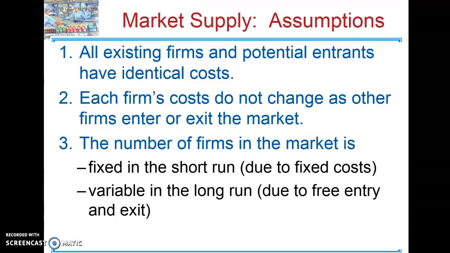Market supply, some assumptions. All existing firms and potential entrants have identical costs. Each firm's costs do not change as other firms either enter or exit the market. And the number of firms in the market is fixed in the short run due to fixed costs, but it's variable in the long run due to the fact that it's very easy to come in and out of the market.